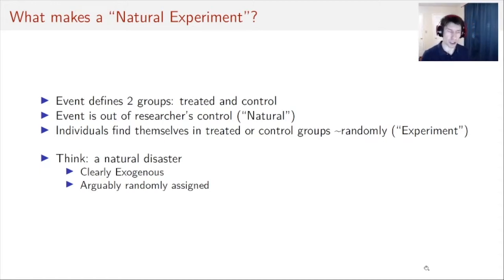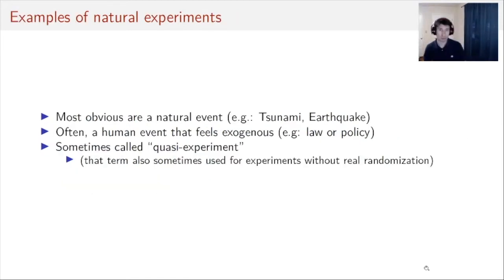So clearly it is exogenous. We don't really have any direct impact on many natural disasters. Some of them we influence, but mostly we don't. And those who get treated by the disaster event are essentially randomly assigned. Even though there are areas of the world that are more prone to natural disasters, nobody really knows or can predict where and when it is going to strike precisely. So the most obvious good examples of natural experiments are natural events such as tsunamis or earthquakes.